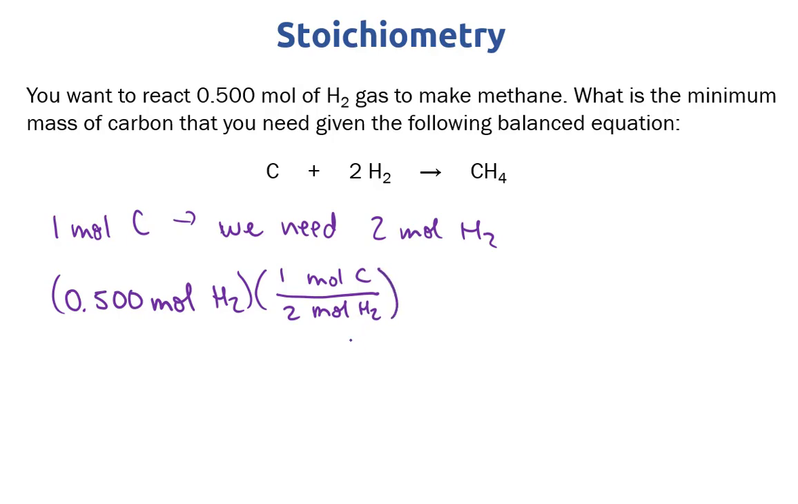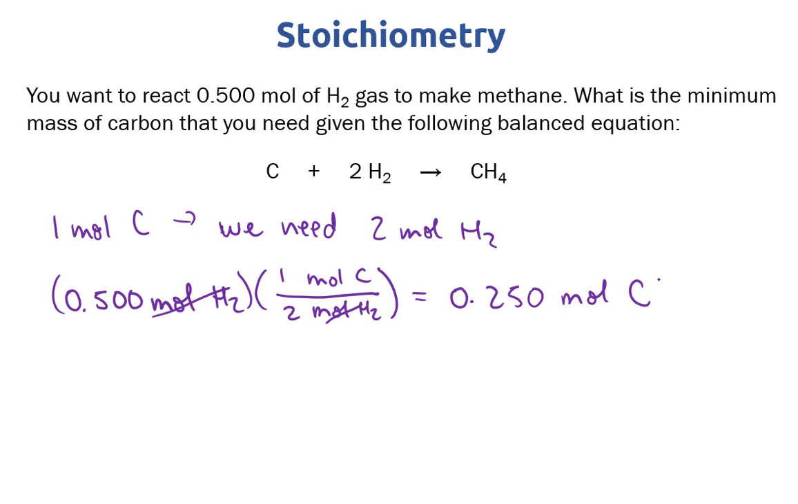And remember how we set this up in the previous video? If hydrogen is in the numerator here, it needs to be in the denominator of our ratio. That makes it so that we can cancel those units out. And what we're left with is just moles of carbon in the numerator. So what this means is we're dividing this quantity by 2. That gives us 0.250 moles of carbon. That's how much carbon we need for this reaction to go to completion.